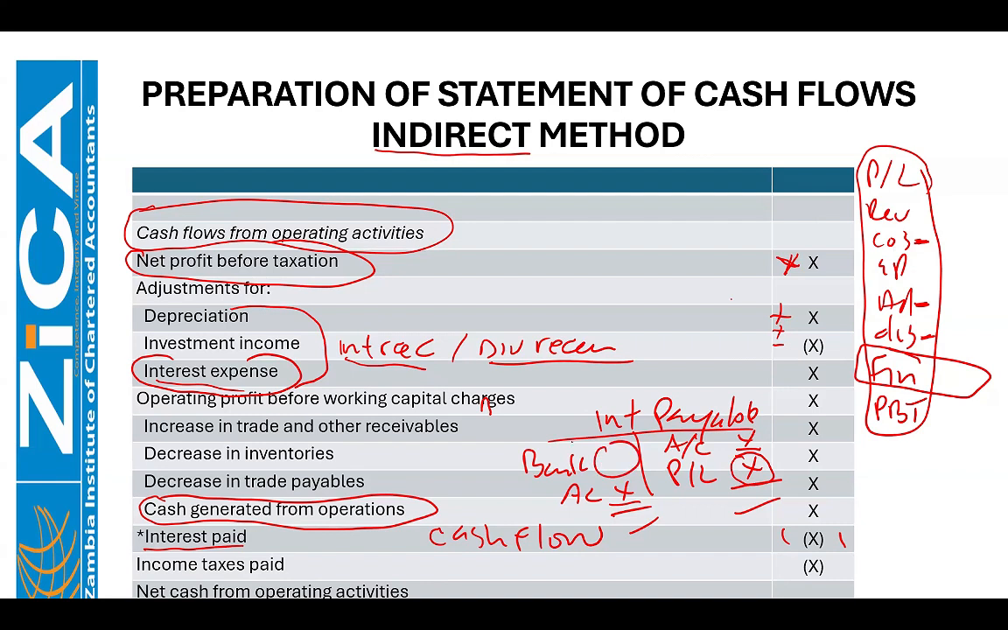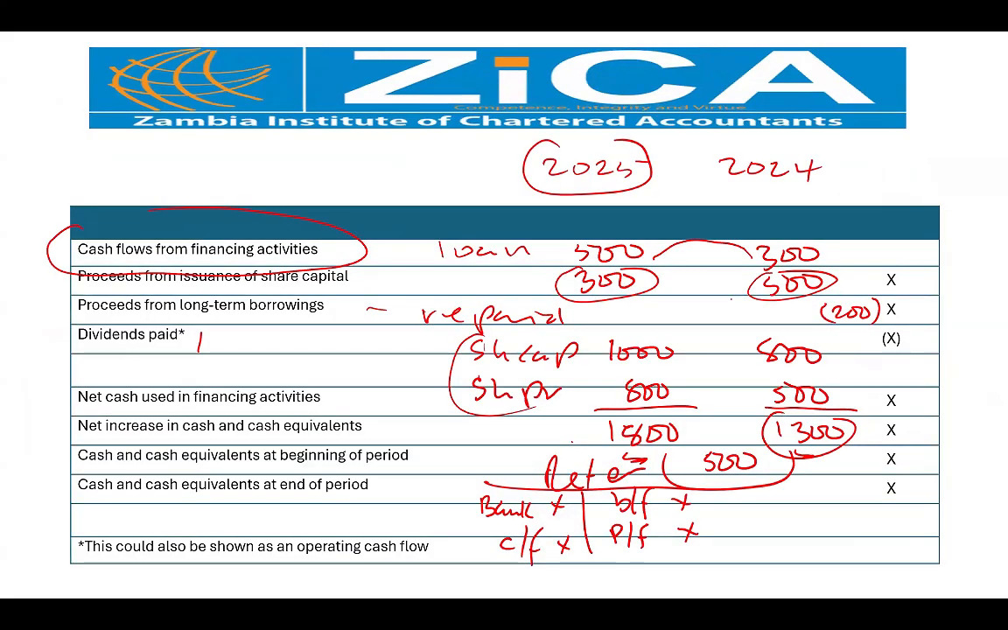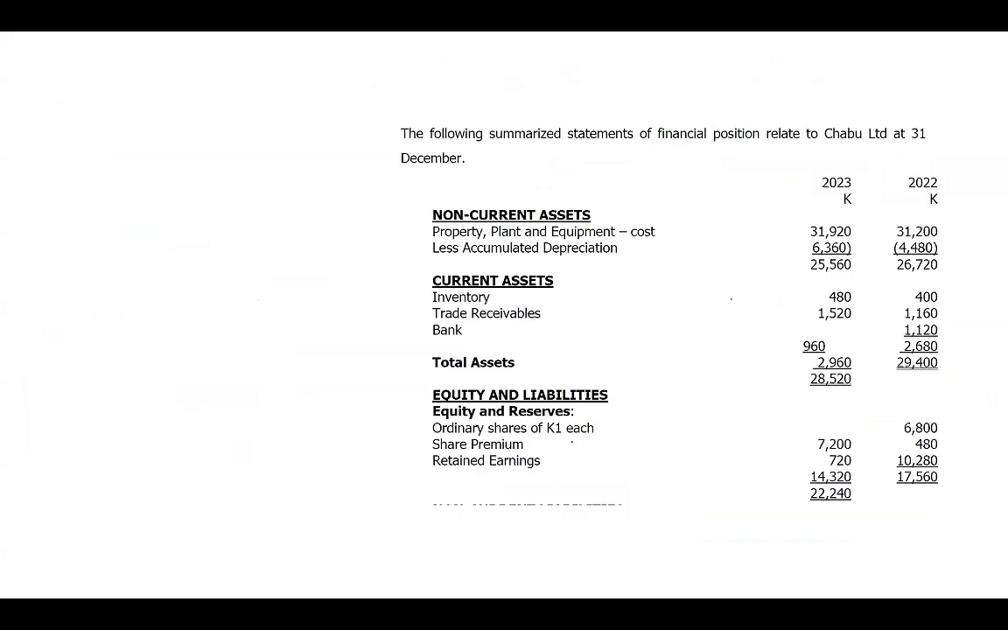Okay. So let's see the question on this one. So there's this question, we do just a few figures, so that we can touch many other areas. So the following summarized statements of financial position relate to the business for the year ending 30. Which year is an earlier year and which one is the latter year? Because your movements must be checked in that direction.